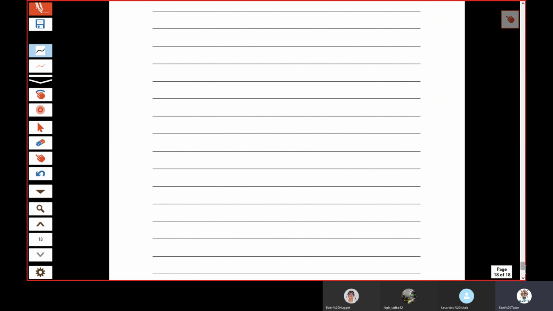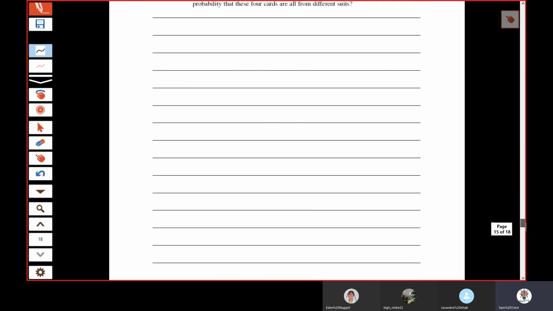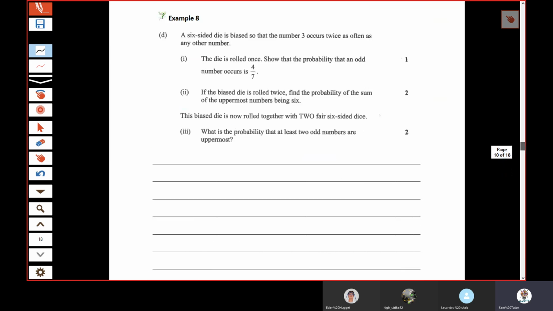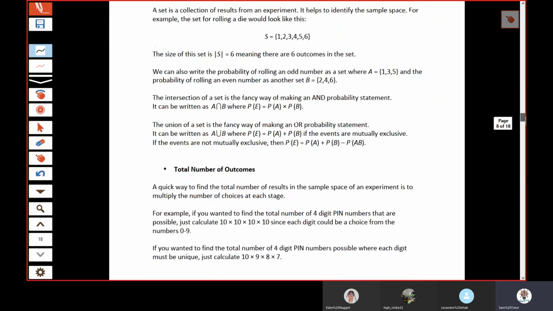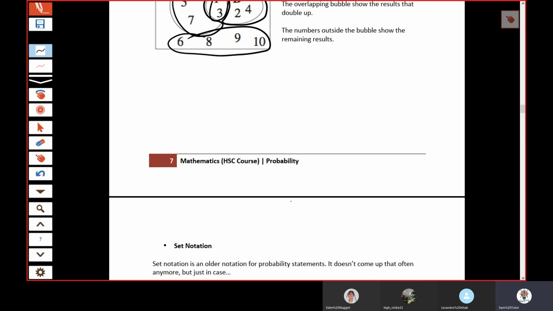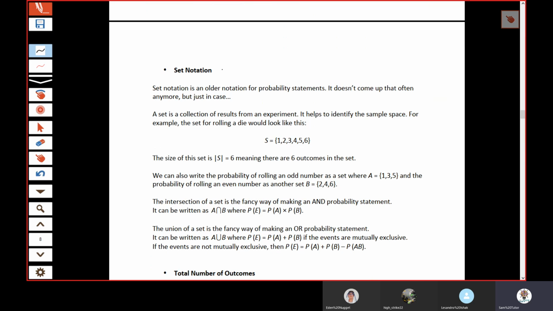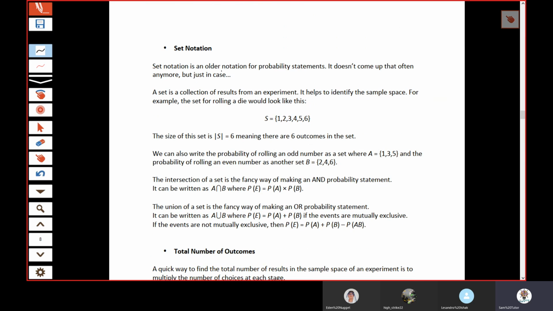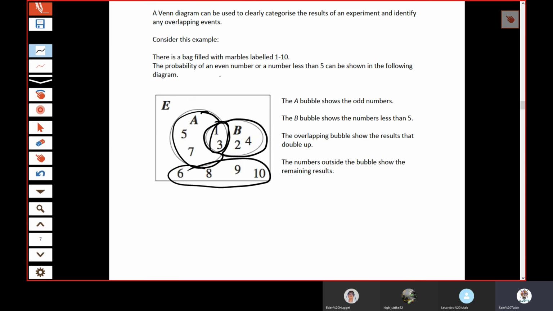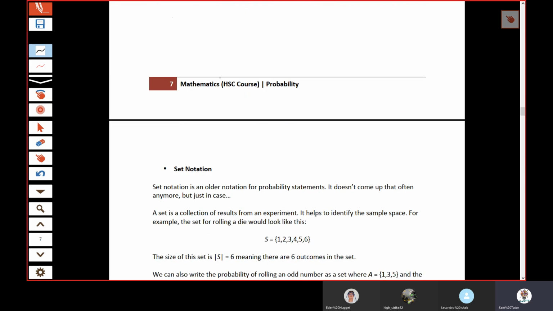Wow, they don't ask Venn diagrams in the HSC. Maybe because it's based on U9 and U10. I'm sure we can get one for you later on. That's not a problem then. No Venn diagrams. They're not that important. Maybe because they're too easy.